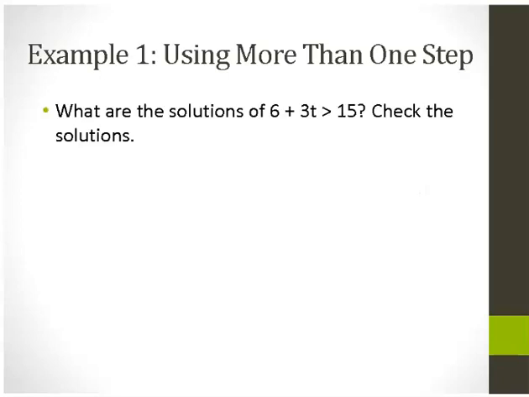So let's just start with an example. There's no new skills here. We want to find the solutions to this inequality, and then we'll check those solutions. So our first step here is going to be to subtract the 6 from both sides. The reason for that is we have this constant here that we want to get rid of. When I say get rid of, I want it to go to 0, so it's no longer on the left-hand side. When we do that, we'll end up with a one-step multiplication equation.